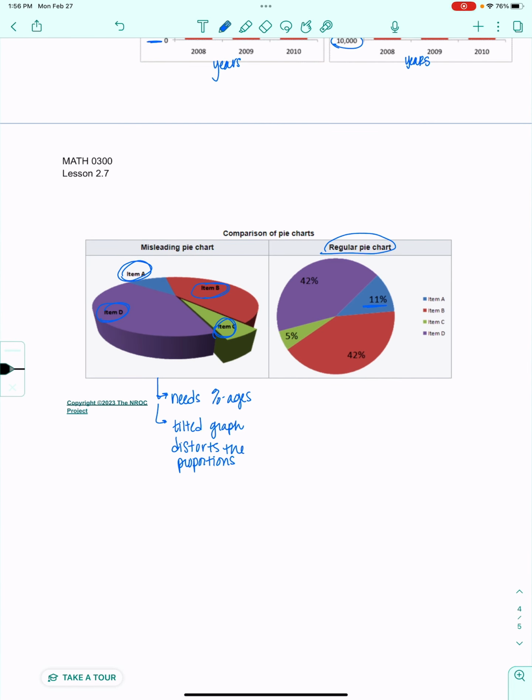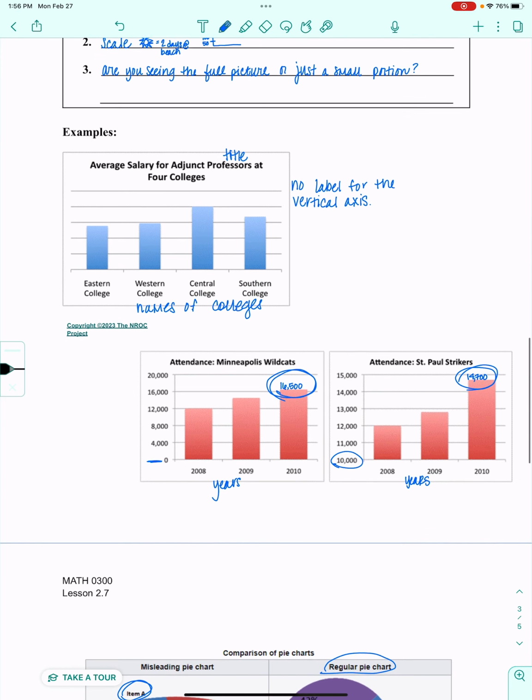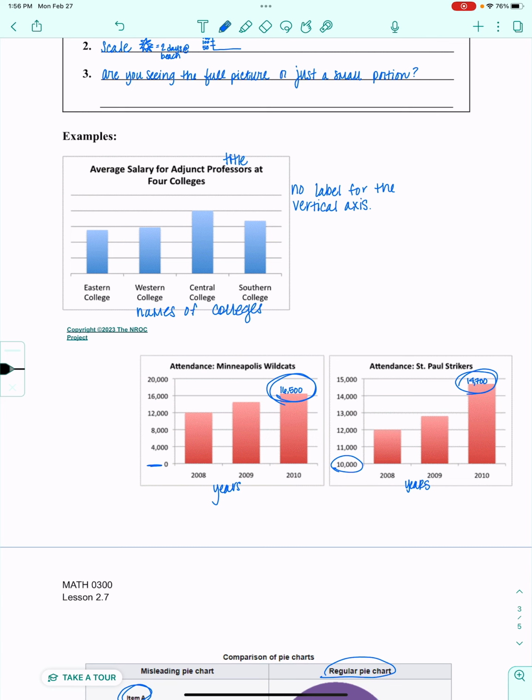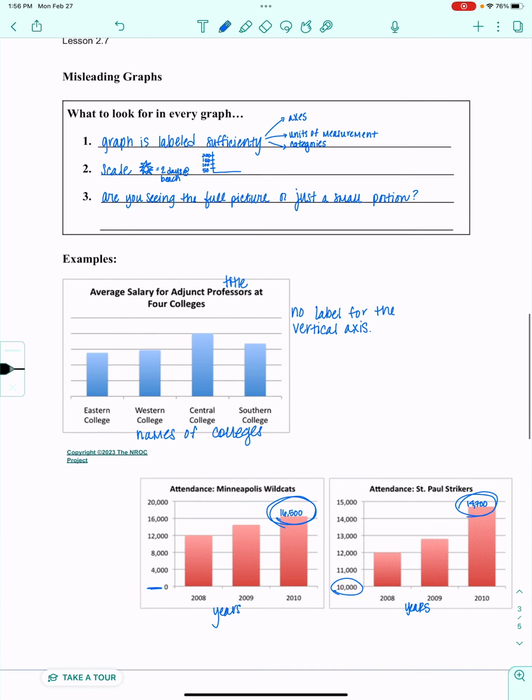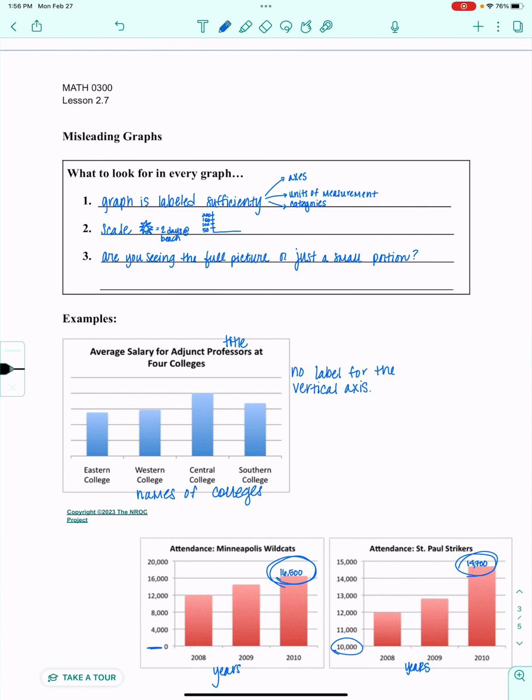So hopefully now you have a better idea of what to look for in a graph. Sort of critical thinking questions to ask yourself when you are presented with data to hopefully have you make good decisions about whether or not to trust what you're being presented with.